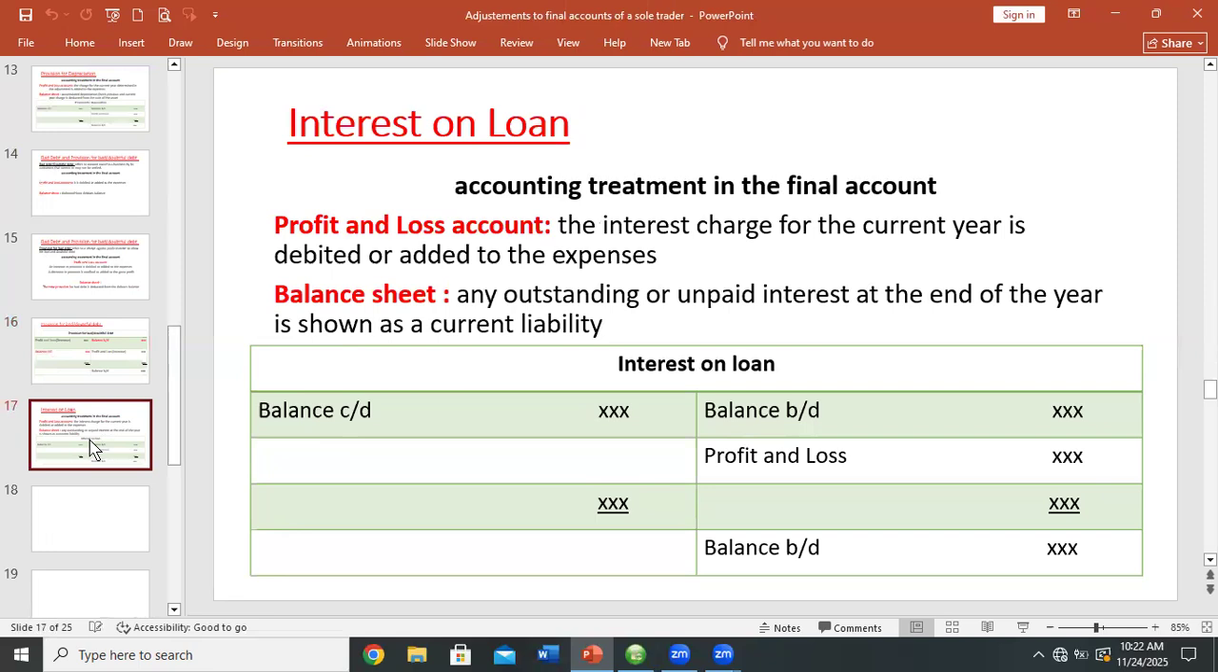Interest on loan. Who is doing the reading for us? Prof. Fifi Asian. Prof. Fifi Asian, please do the reading for us on the interest on loan. Say.